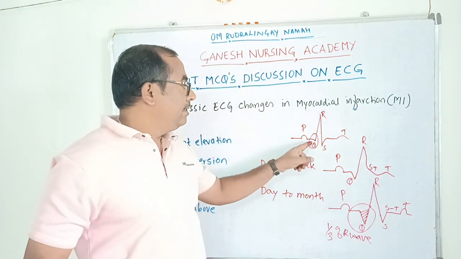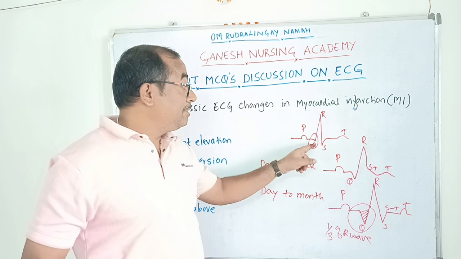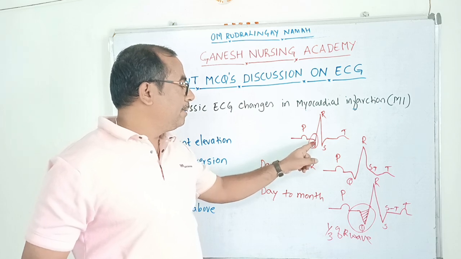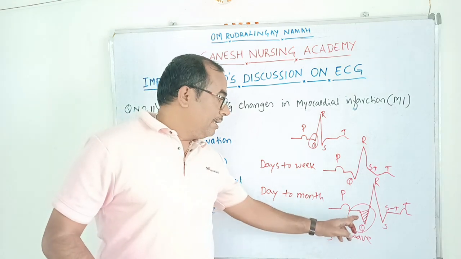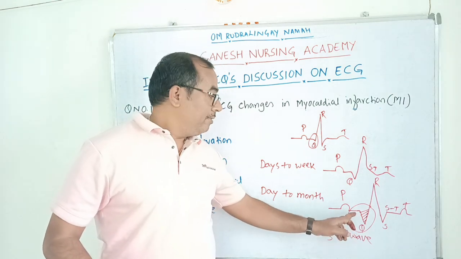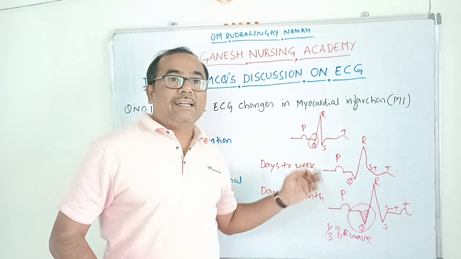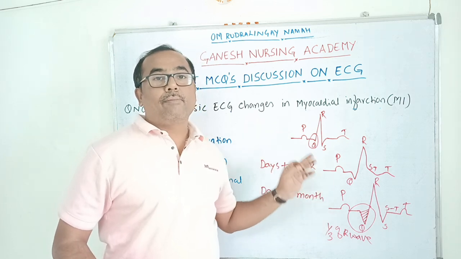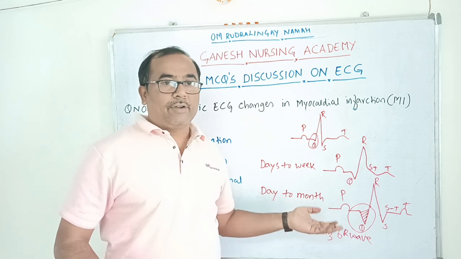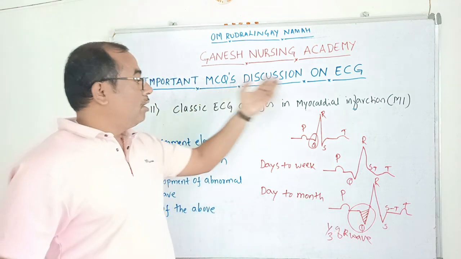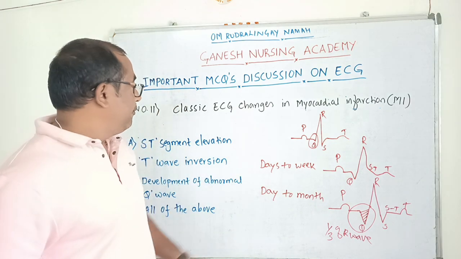Normally the Q wave is not that deep here, okay. So how to identify an old MI: if there is a wide and deep Q wave in a person's ECG, that indicates that the person had suffered from myocardial infarction, okay. It indicates an old myocardial infarction. So this is all about the ECG changes in myocardial infarction, okay.